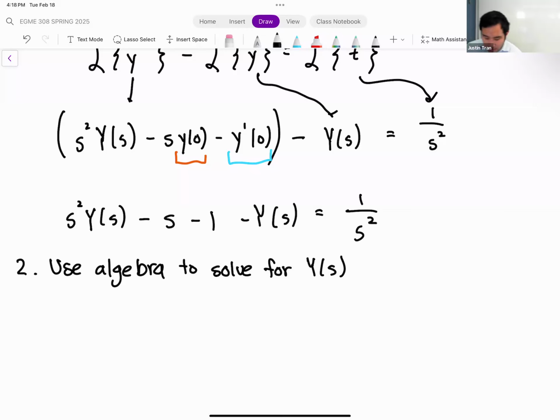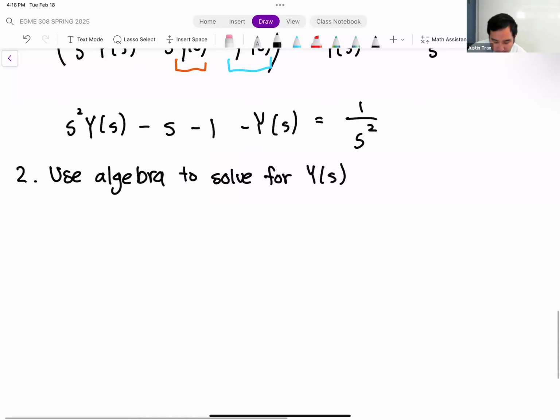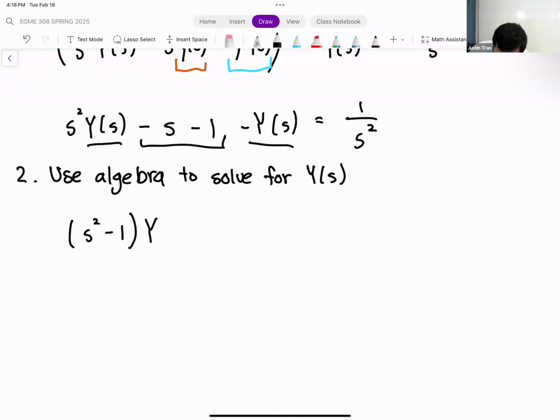First, I'm going to add s plus 1 to both sides, which gets rid of that term. I notice that we have Y of s in these two terms, so I'm going to factor it out. On the left-hand side, we have s squared minus 1 multiplied by Y of s. This is equal to s plus 1 plus 1 over s squared.